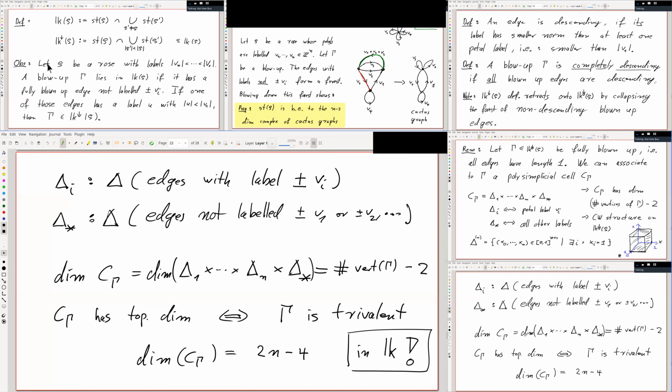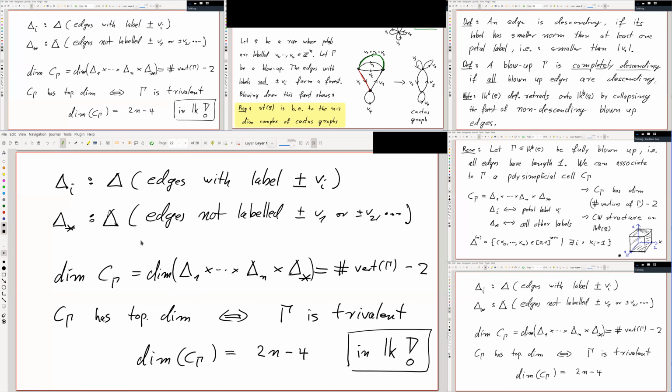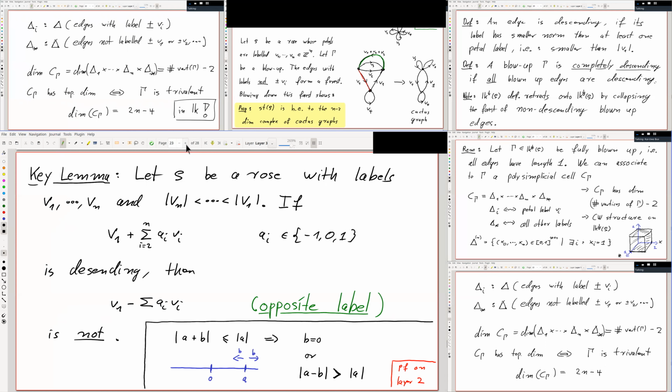So, and here's really the key. Oops. Let me not show that to you yet. Here's the key lemma. Namely, if you have in the blow up an edge with this label, so it has a V1 component. Keep in mind, V1 is the worst petal. That's the longest, that's the petal label with the largest norm.